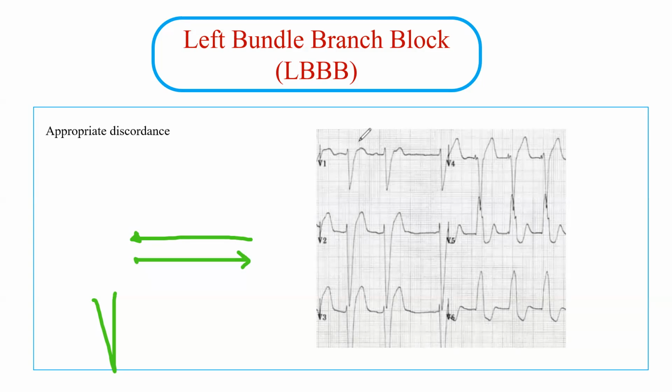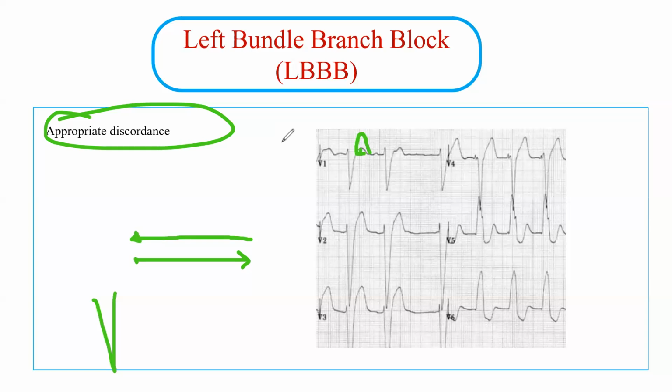But is this a pathological ischemic elevation or not? There is a rule: if the elevation is less than 25% of the depth of the S wave, this is normal. This is called appropriate discordance. But if the ST segment elevation is way more than 25% of the S wave, this will be called inappropriate discordance and indicates ischemia. So before saying that this patient has ST segment elevation or depression, you have to look for left bundle branch block and right bundle branch block.